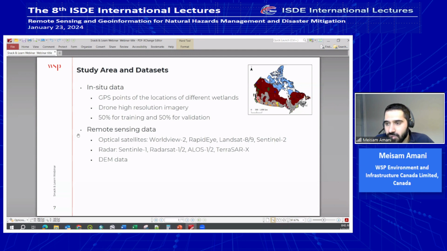In terms of the remote sensing datasets, we have used a variety of optical satellite data, like very high resolution WorldView-2 satellite with half-meter spatial resolution, RapidEye, open access Landsat 8, and Sentinel-2 satellites. We also use radar images like Sentinel-1, RADARSAT, ALOS, and TerraSAR-X. And we also use DEM data, which are important for wetland mapping. These DEM data come from both photogrammetric methods and LiDAR datasets.